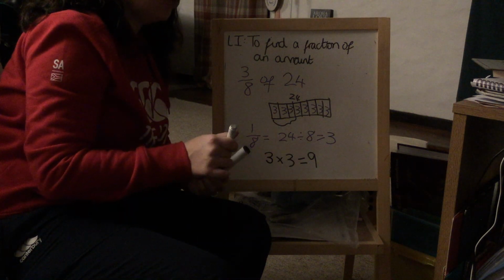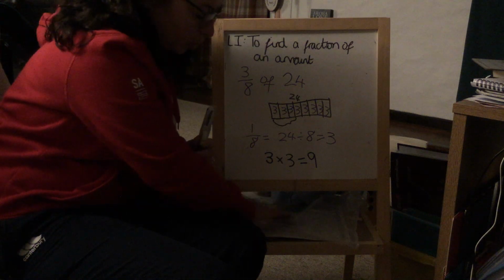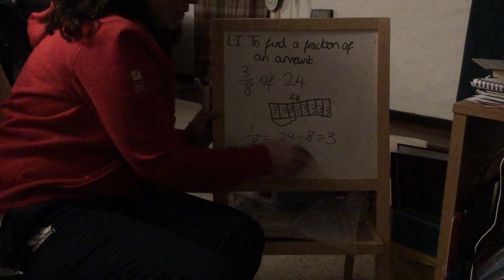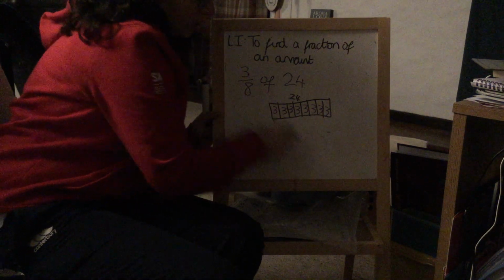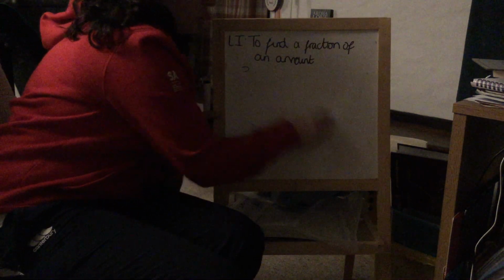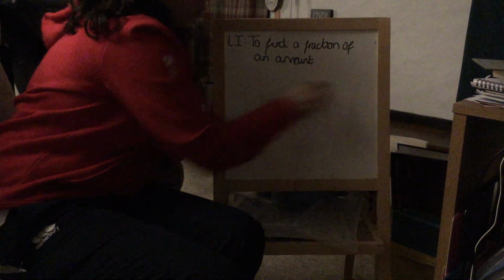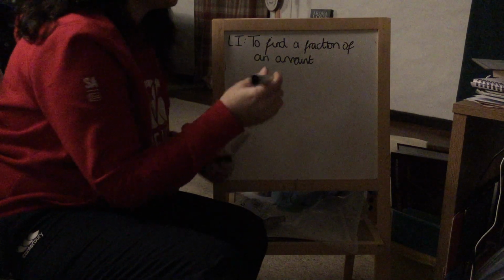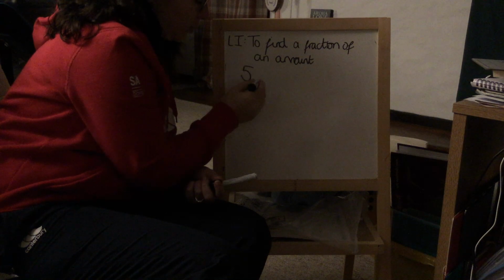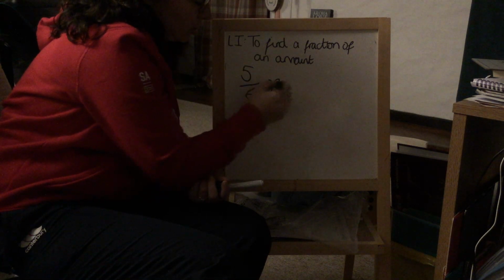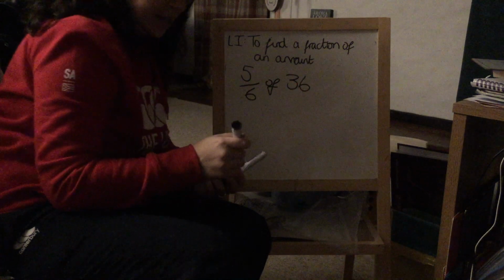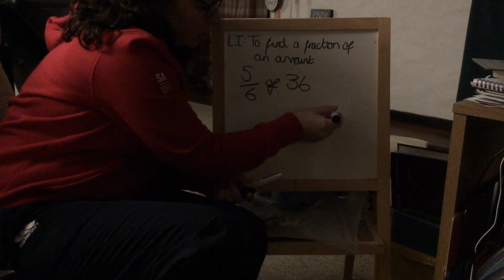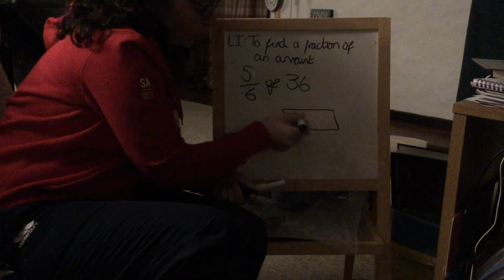Okay, I'm going to do one more, which is in 6. Now it doesn't really matter what your numbers are, and what I will do is write the key steps at the end on the board for you. So this time we're going to find out what 5/6 of 36 is. So you're going to start in exactly the same way.